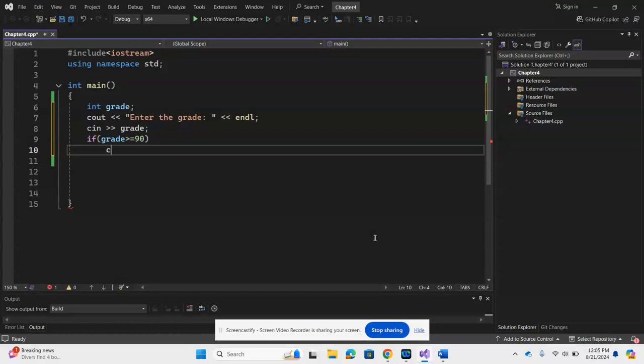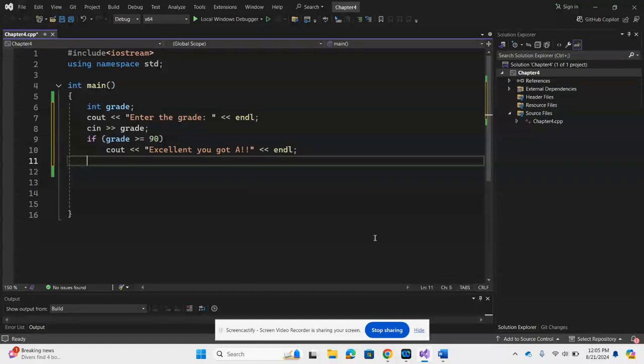So I'm going to put here, cout, Excellent. You got A. Okay. So that's the first one. Now my question is, what about people or students who will get B? What shall I do here? So I'm gonna put else. Okay, else means that this is false. That means it's less than 90. Well, so when you say less than 90, you want to include everything else. You want to include B, C, and F.